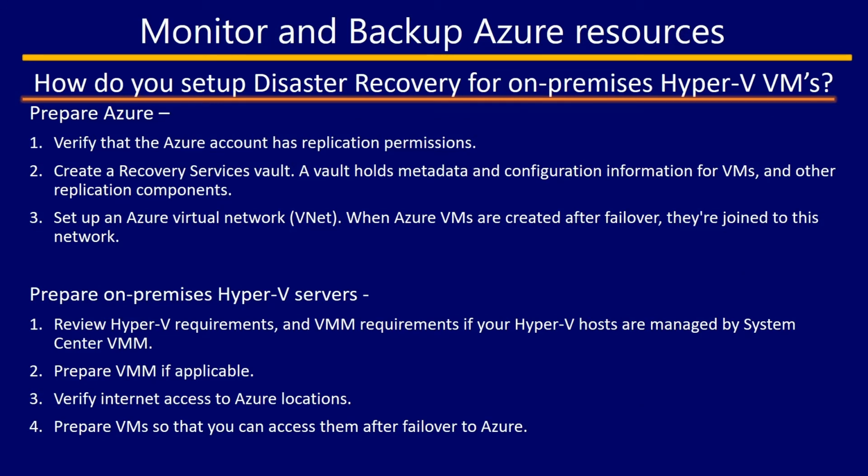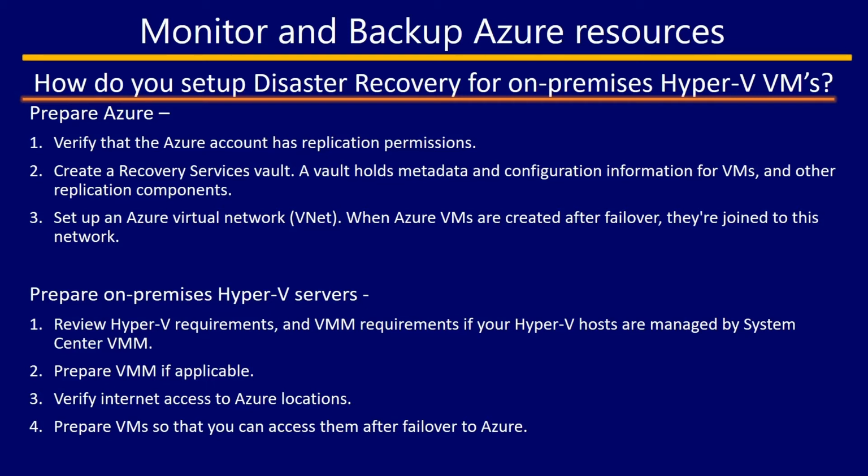Next question is from Monitor and Backup Azure Resources. How do you set up disaster recovery for on-premises Hyper-V VMs? First, we have to prepare Azure. The steps will be: verify that the Azure account has replication permissions. Second one is create a recovery services vault. A vault holds metadata and configuration information for VMs and other replication components.